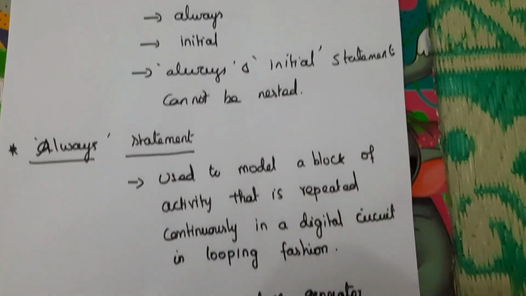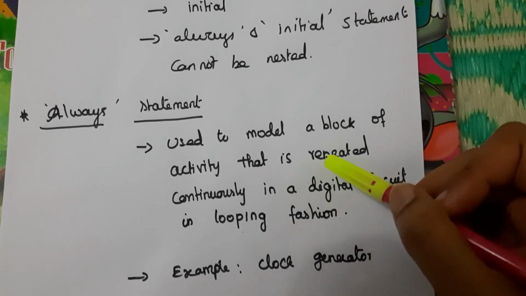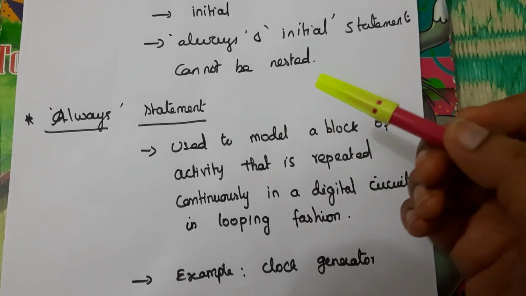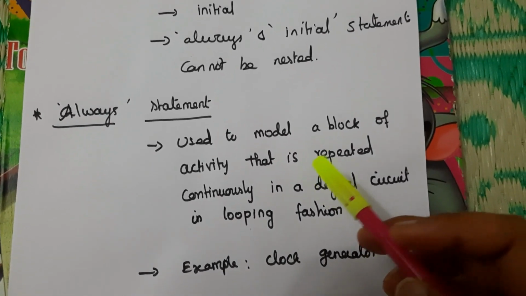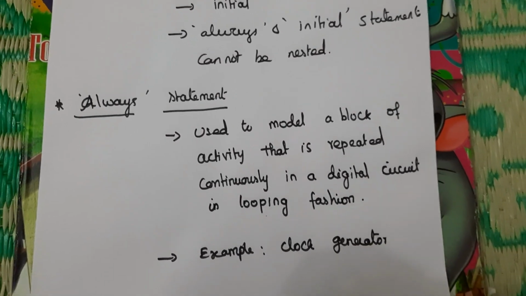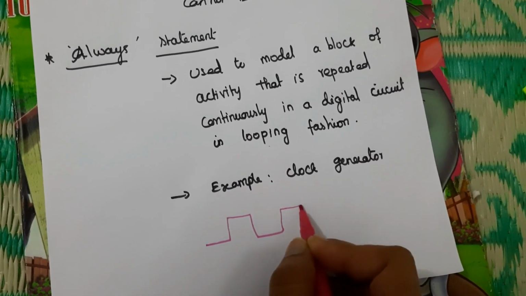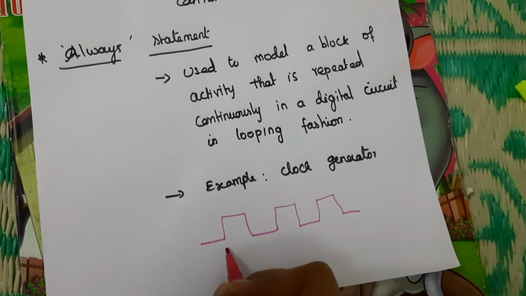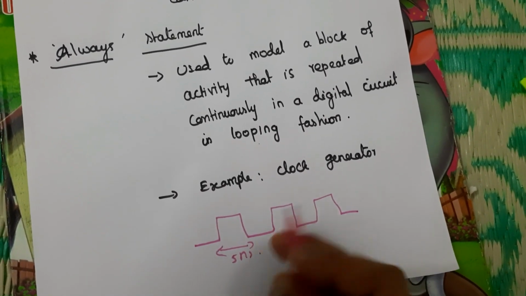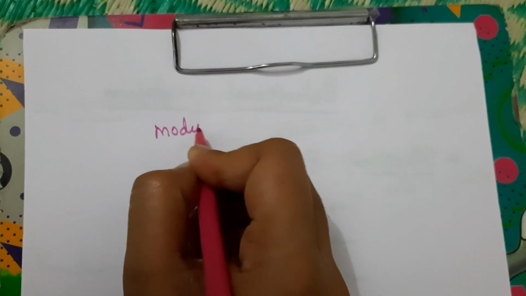Next we see the always statement, which is used to model a block of activity that is repeated continuously in a looping fashion. So the always statement is used to generate a loop. We will explain this always statement using one example, the clock generator. Normally the clock generator is a pulse, so it repeats its pulse for a particular time period. Consider a time period of 5 nanoseconds. Now we are going to write code for generating this pulse using the always statement. So first we declare the module.